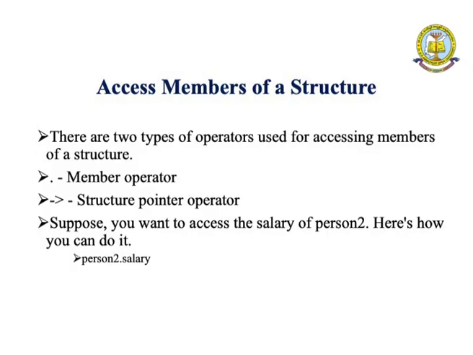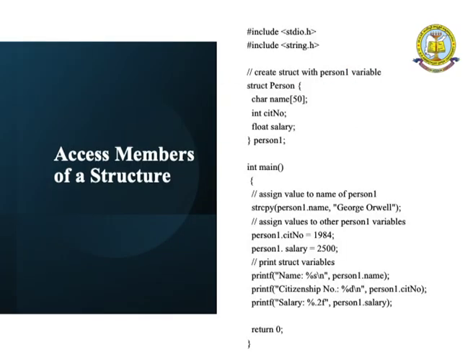Suppose you want to access the salary of the structure variable person2. We can access that as person2 dot salary. So here we have used the dot operator to access the members. This code will give you a clear picture of how to access members of a structure.